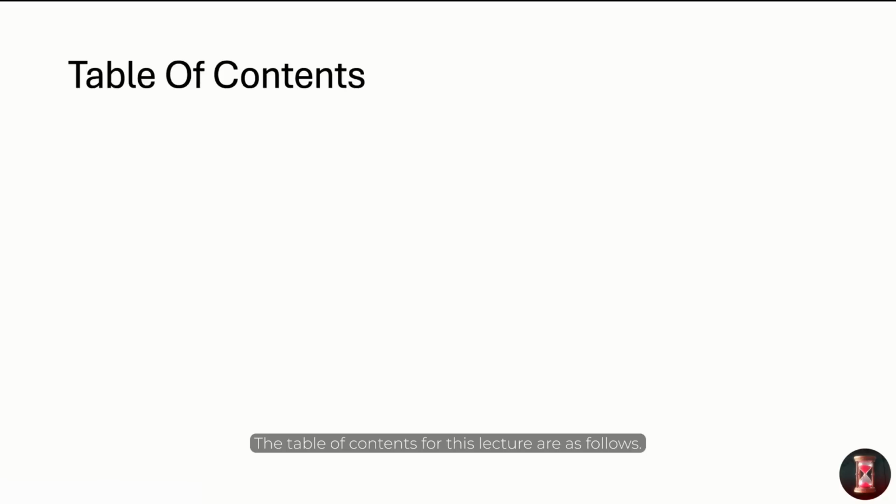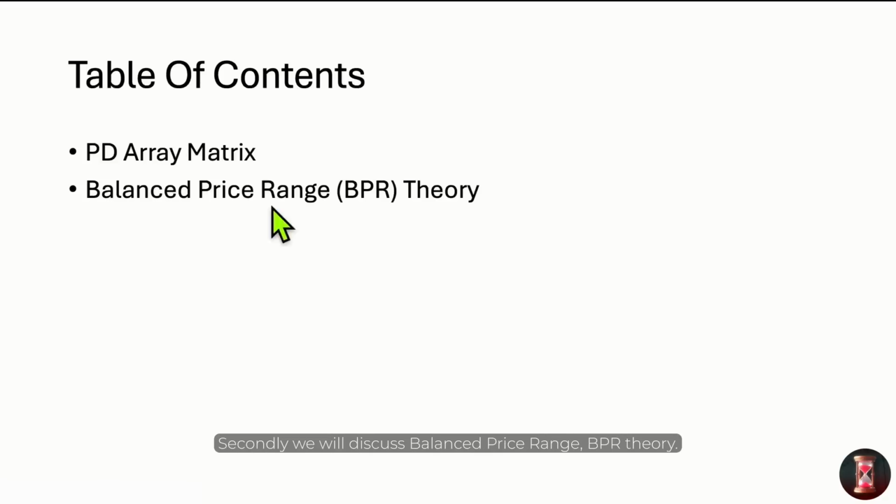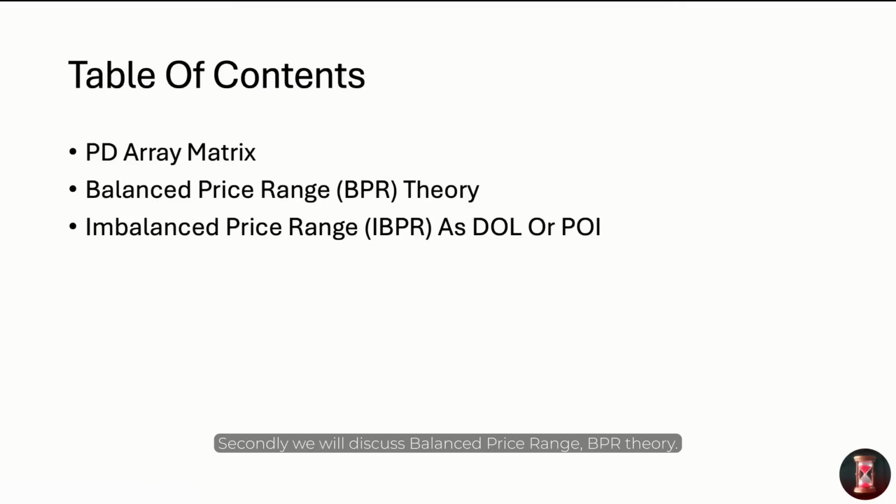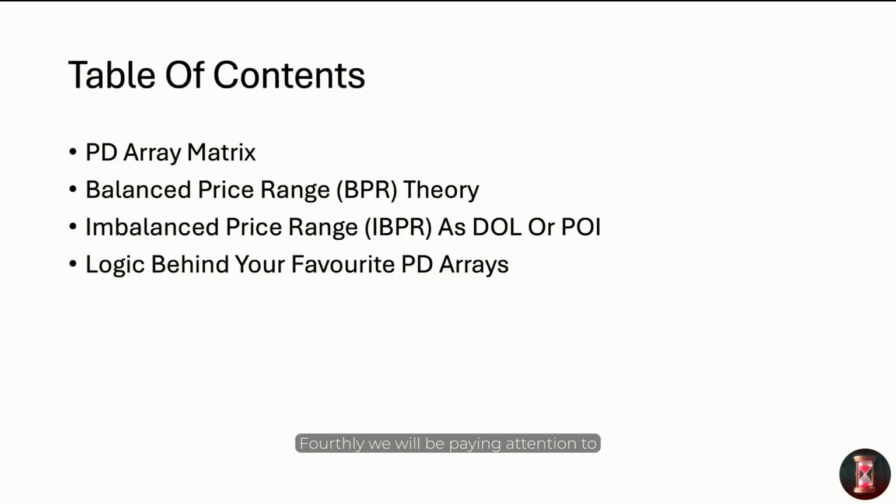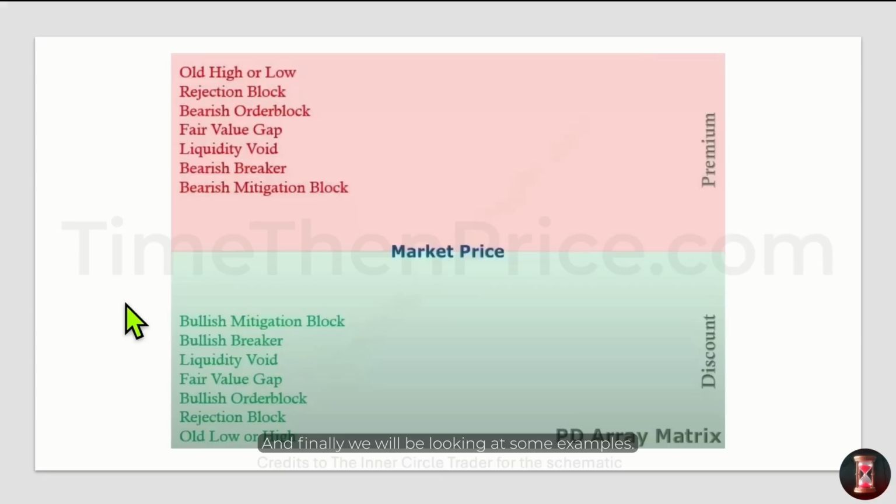The table of contents for this lecture are as follows. First of all, we will be paying attention to the PD array matrix. Secondly, we will discuss balanced price range, BPR theory. Thirdly, we will be paying attention to imbalanced price ranges as draws on liquidity or points of interest. Fourthly, we will be paying attention to the logic behind your favorite PD arrays. And finally, we will be looking at some examples.